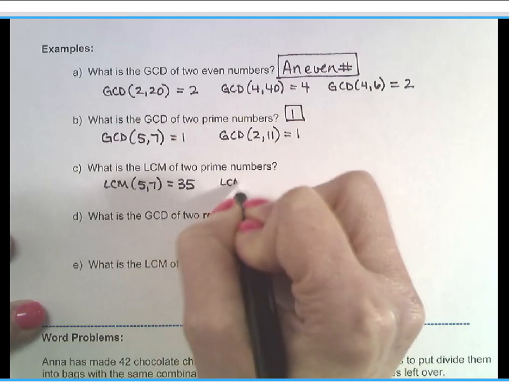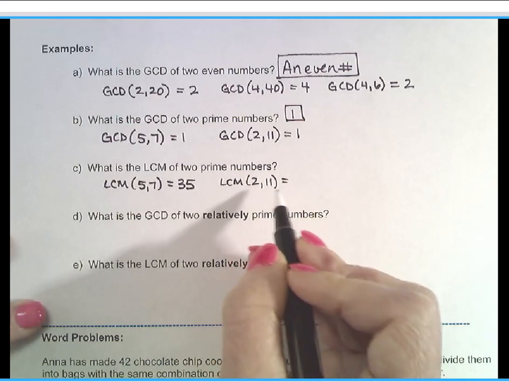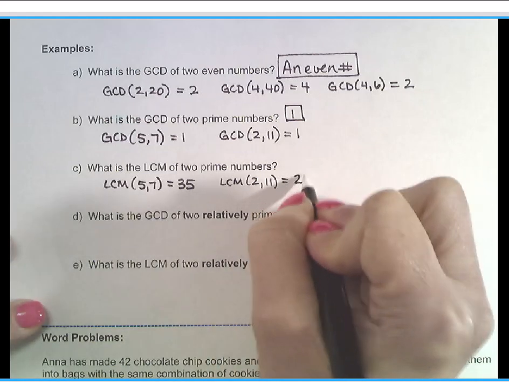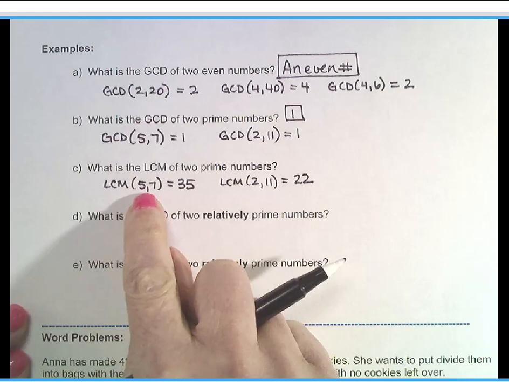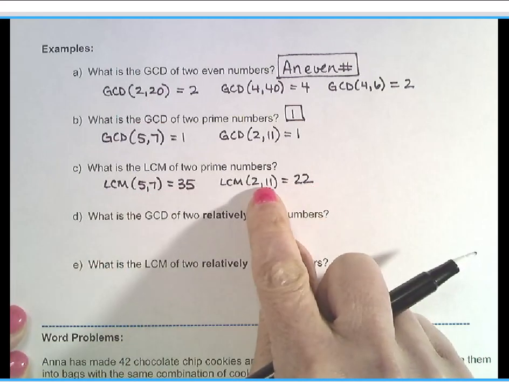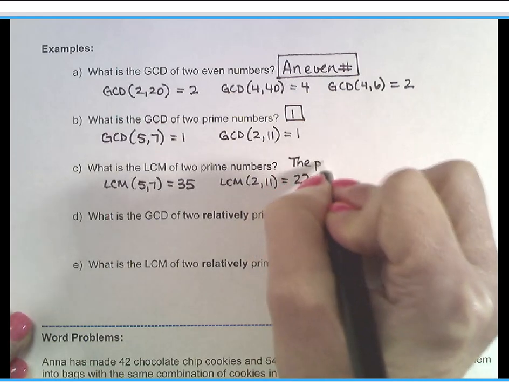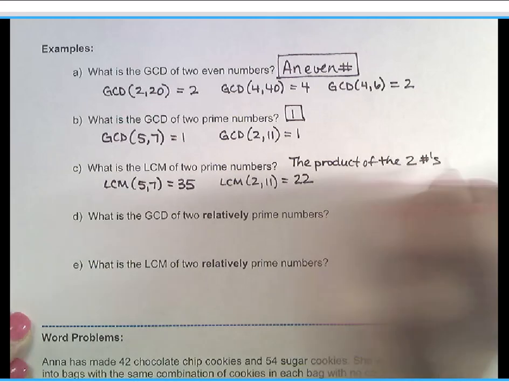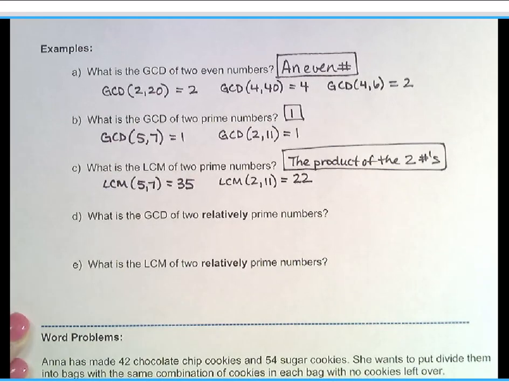How about 2 and 11? 2, 4, 6, 8, 10, 12. Maybe you want to do the multiples of 11: 11, 22, 33, 44. The first one they have in common is 22. So what you'll notice, how do we get that number? It's really just 5 times 7. And what's this one? It's just 2 times 11. So the LCM of two prime numbers is just the product of the two numbers. You just multiply them together because they don't have any factors in common. So to get the least common multiple, you just multiply the two together.